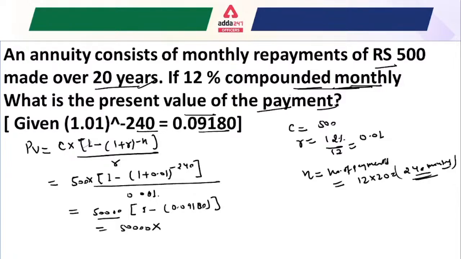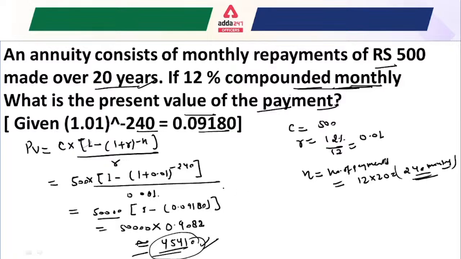So this is 1 minus 0.09180, so this value would be your 0.9082, right? And now just multiply with the 50,000, so you will get 45,410 approximately. So that would be your present value of the annuity. That would be your answer. This is a kind of question where you get the values approximately, because some decimals are included overall. That's why the derived value is approximate. So this would be your answer.